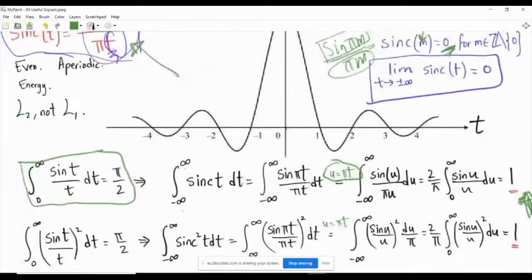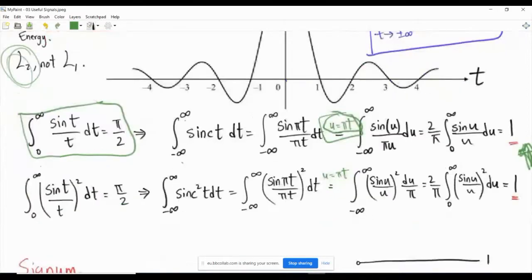The function is integrable, and its integration is basically problem 4e. 4e is about sine t over t. Here we have sine pi t over pi t. Using this substitution, you can easily get that the required result is 1. It is an L2 signal, because it is square integrable, and this will follow from 4b. Again, you can do this substitution and get that the integral of sinc square is equal to 1.